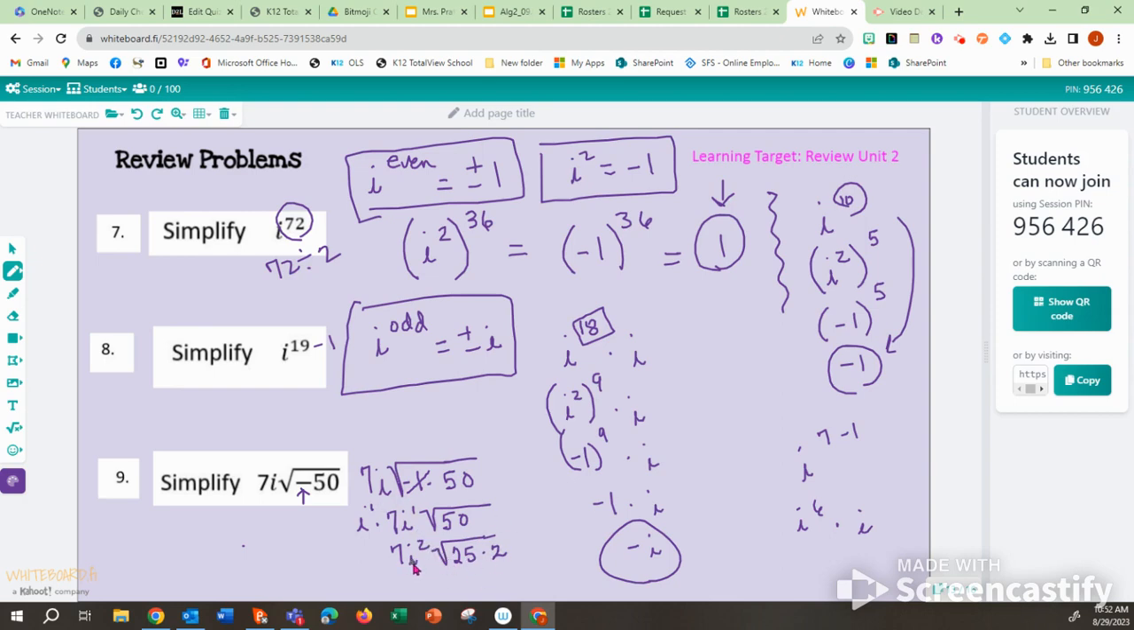I'm going to go ahead and simplify i squared and put in a negative 1 in its place. I'm also going to go ahead and take the square root of 25, which is 5. So the 5 will come out and it will get multiplied times the 7 and the negative 1. And then the square root of 2 will stay in. So 5 times 7 is 35. 35 times negative 1 is negative 35. And then the 2 stays underneath the square root.